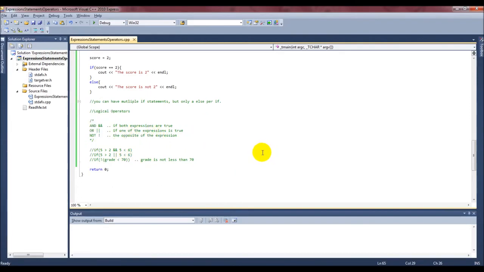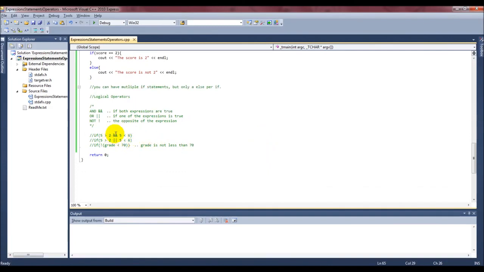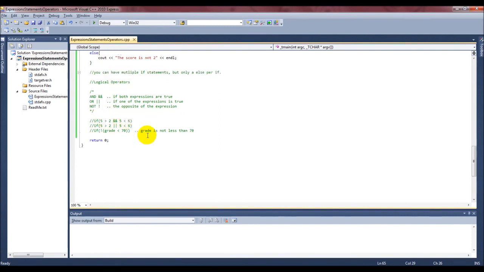And here's an example. Here's using the ampersand right here, and this is the left side of it, and this is the right side of it. Now this expression could only be true if both sides are true. So, is 5 greater than 2? Yes it is. Is 5 less than 6? Yes it is. So therefore this if expression will evaluate to true because both sides are true.